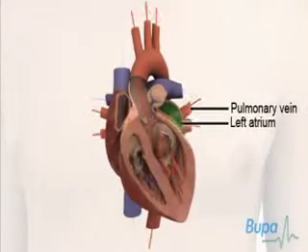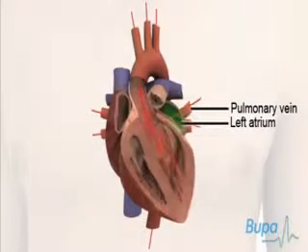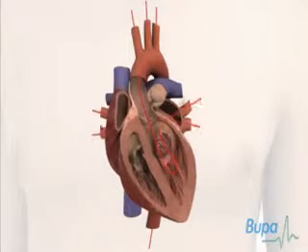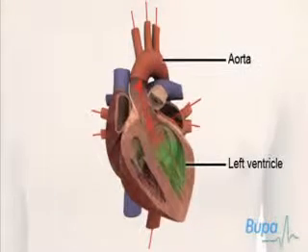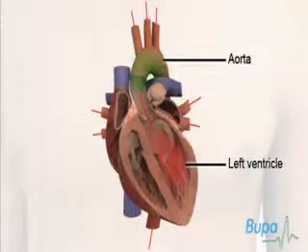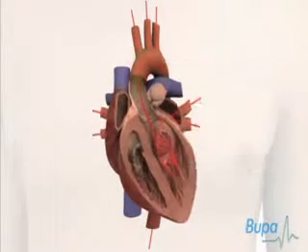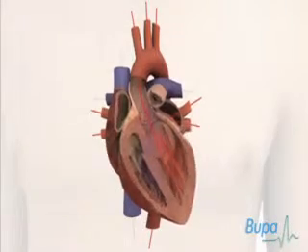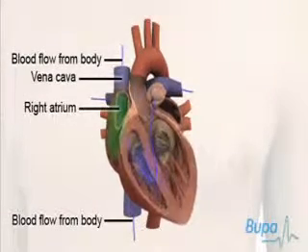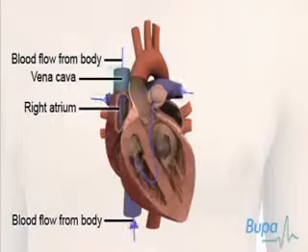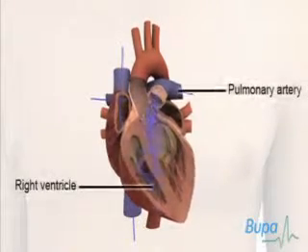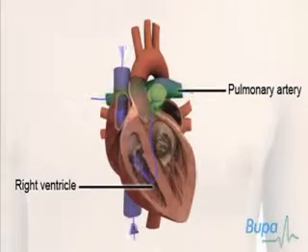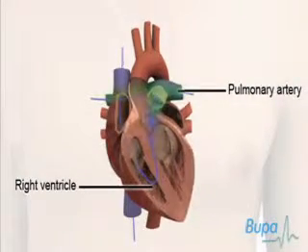The left atrium receives blood that contains oxygen from the lungs via the pulmonary veins. This blood then passes into the left ventricle, which pumps it into the aorta. From the aorta, the blood is passed to the different parts of the body. The right atrium receives blood with little oxygen from the body via the vena cava. This blood passes into the right ventricle, which pumps it into the pulmonary artery and back to the lungs to have oxygen added to it.